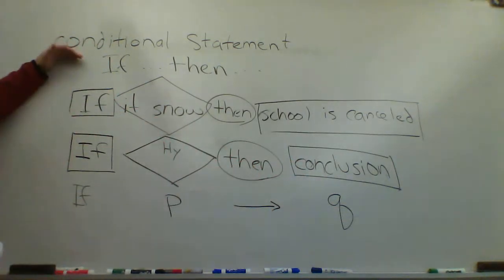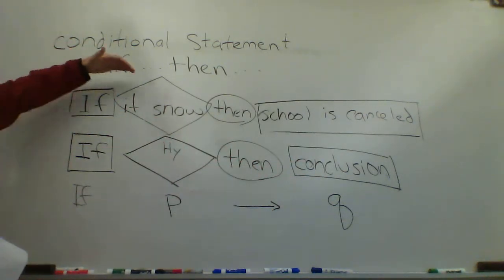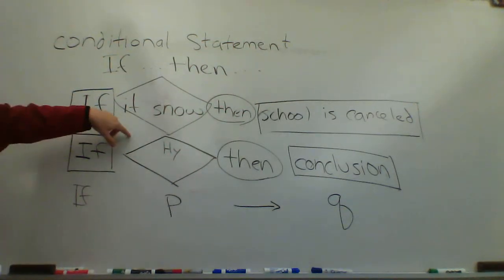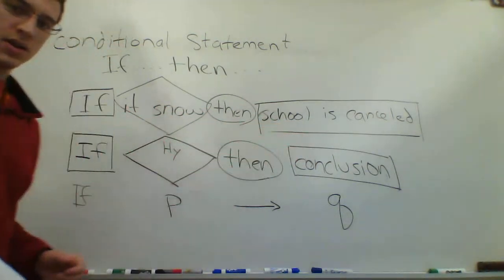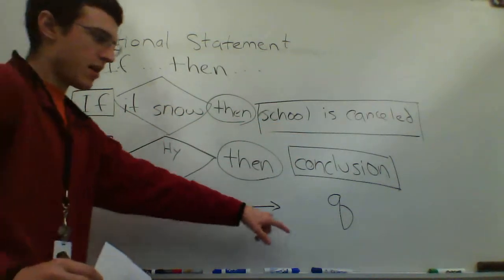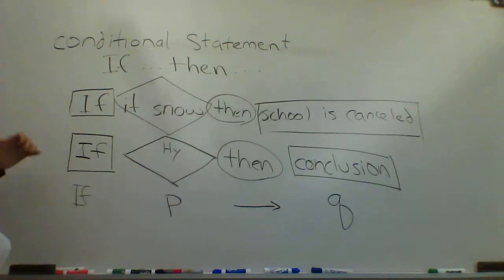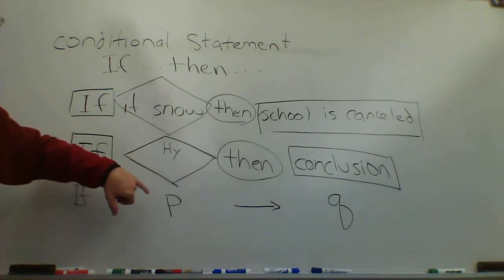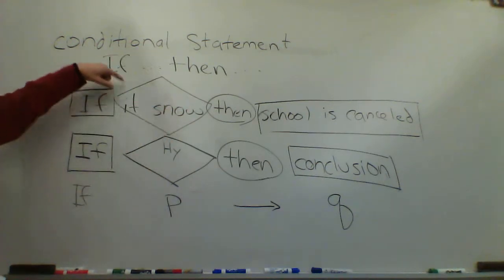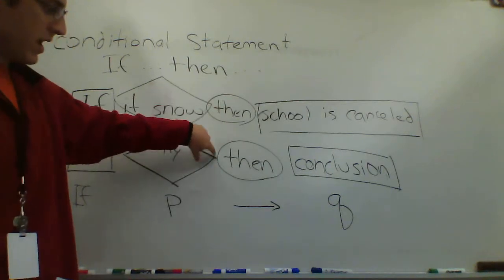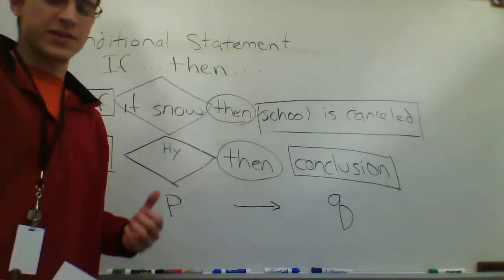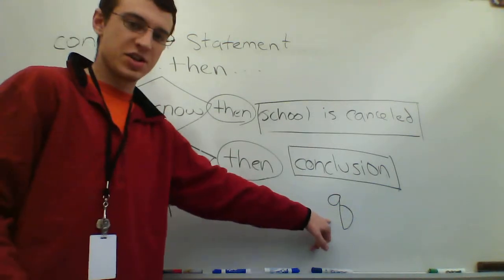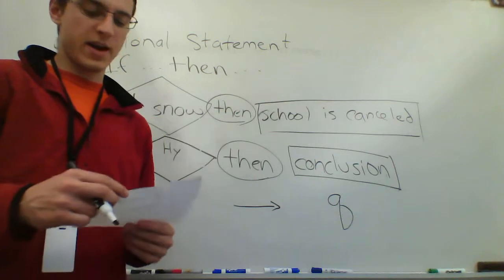So if you move from the bottom down, right, we have our top statement. If it snows, then school is canceled. We have our middle statement. If, hypothesis, then conclusion. And we have our bottom. If P, arrow, Q. Right? So we put it all together. Ifs, all the same. It snows is our hypothesis, or it is called P. They're all the same thing. Then, arrow. All the same thing. Just different ways to write it. And finally, school is canceled. That is our conclusion. And it is Q. All the same thing, just different ways to write it.